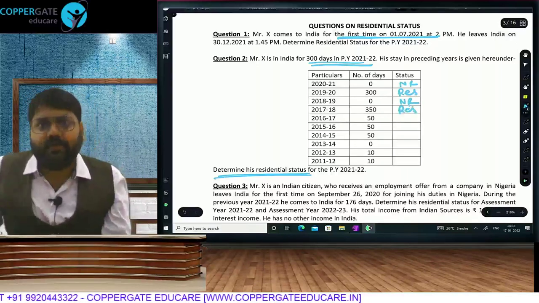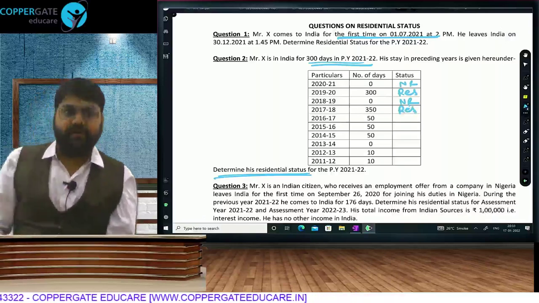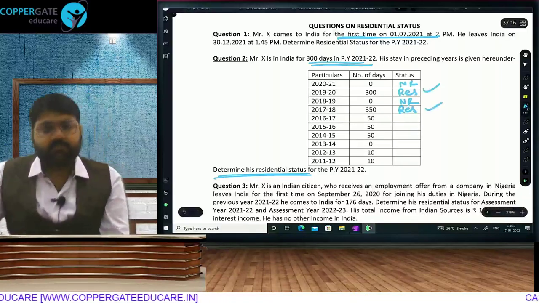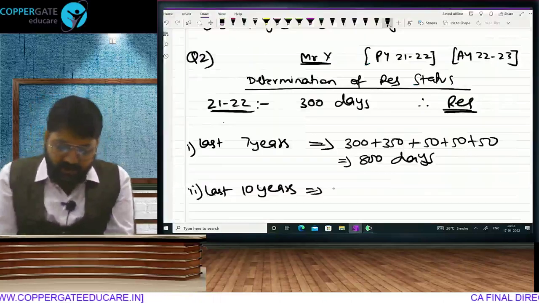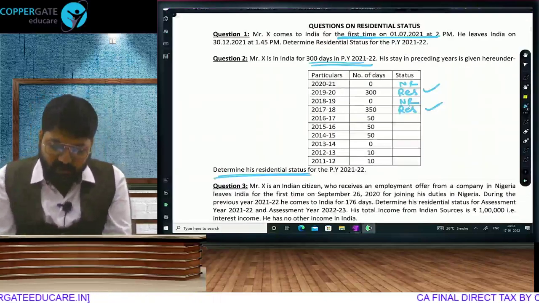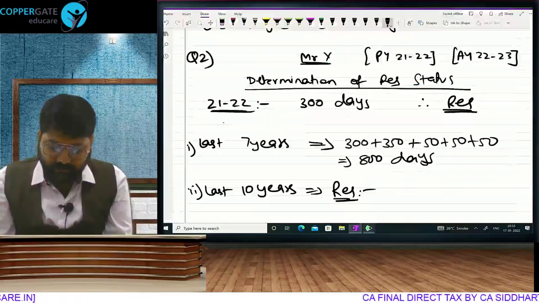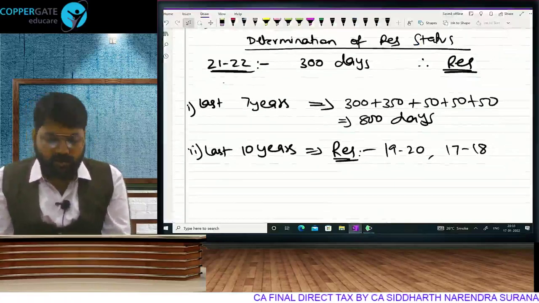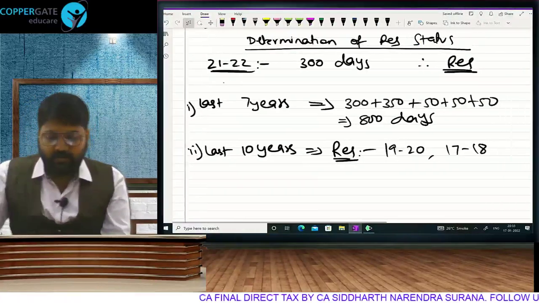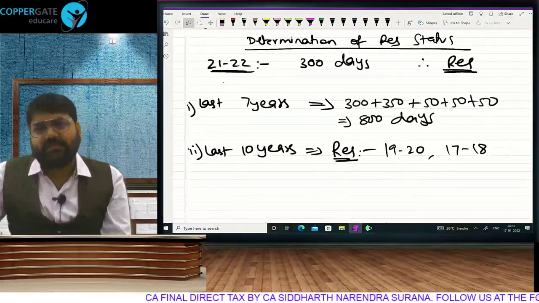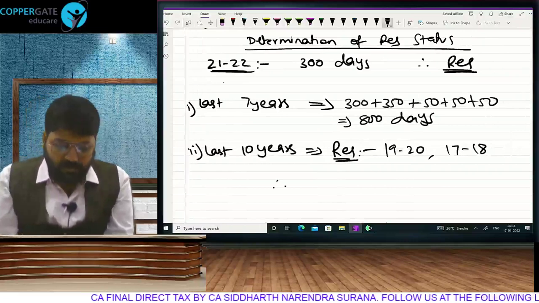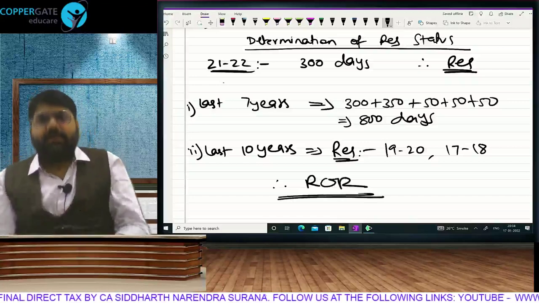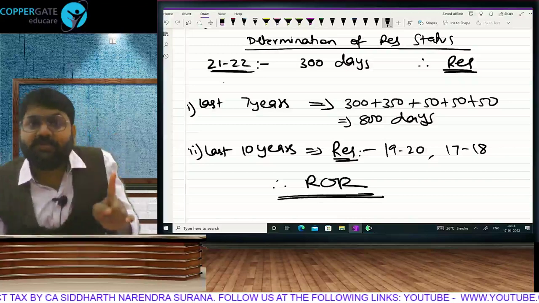You can continue further, but it is not required. The minimum requirement is residence in 2 years. Has the assessee fulfilled that requirement? That means, can I say the assessee is resident in how many years? Which are the 2 years? 1920 and 1718. Therefore, minimum 2 years done. So, is the 730 condition fulfilled? Is the 2 residence out of 10 fulfilled? And therefore, the assessee is resident and ordinarily resident.